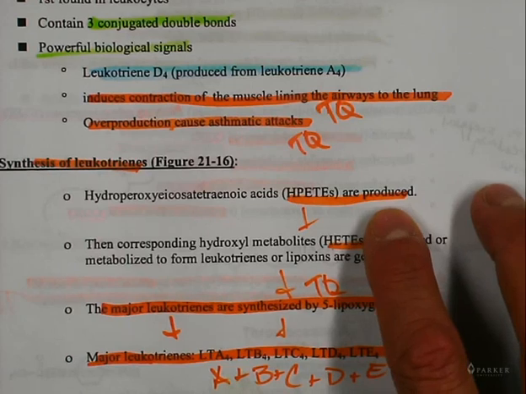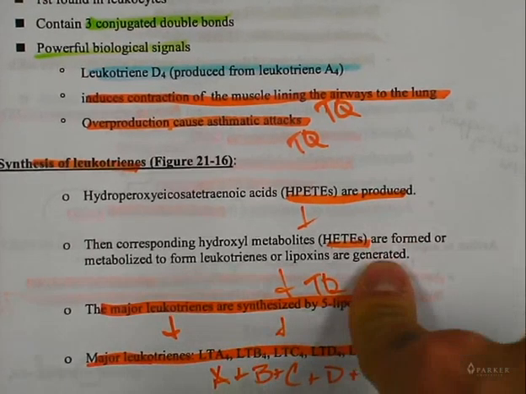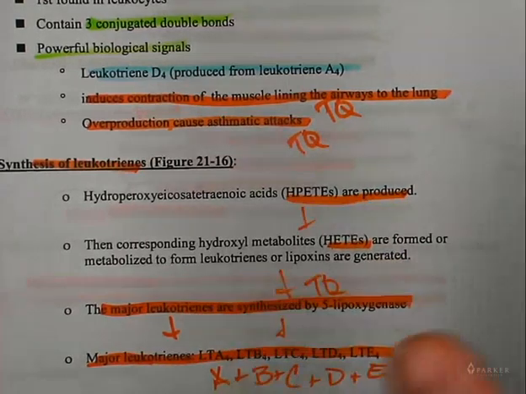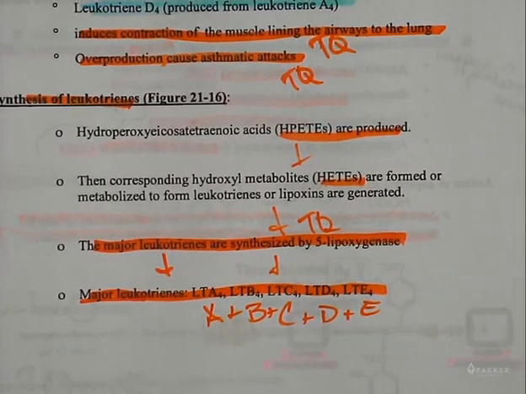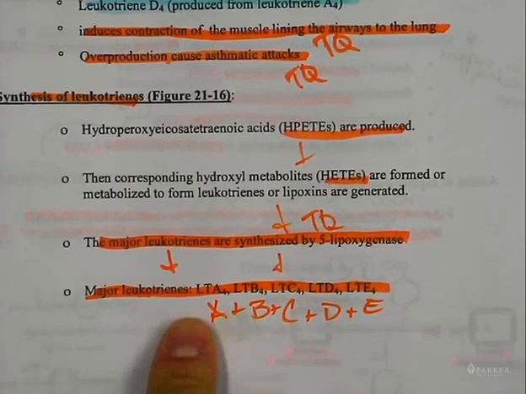Hydroperoxyeicosatetraenoic acids, HPETEs, are produced. They're reduced to HETEs, which, again, you don't really need to know the name or the abbreviations. But you need to know that the major leukotrienes are all synthesized by the 5-lipoxygenase pathway. We're going to talk about two pathways: 5-lipoxygenase and 15-lipoxygenase. All the major leukotrienes come from the 5 pathway. The major leukotrienes are leukotriene A, B, C, D, and E, and they're all produced by the 5-lipoxygenase pathway. Please don't say leucooxygenase pathway. It's lipoxygenase. A, B, C, D, and E.